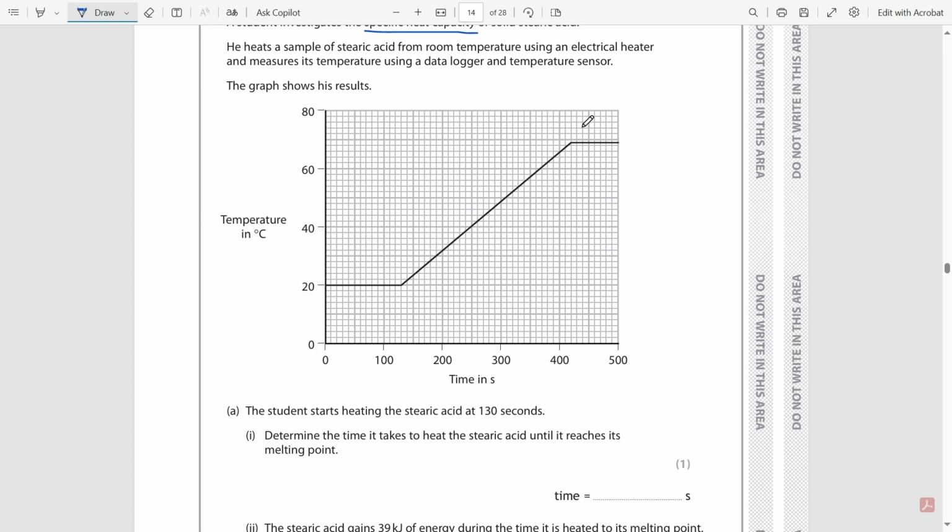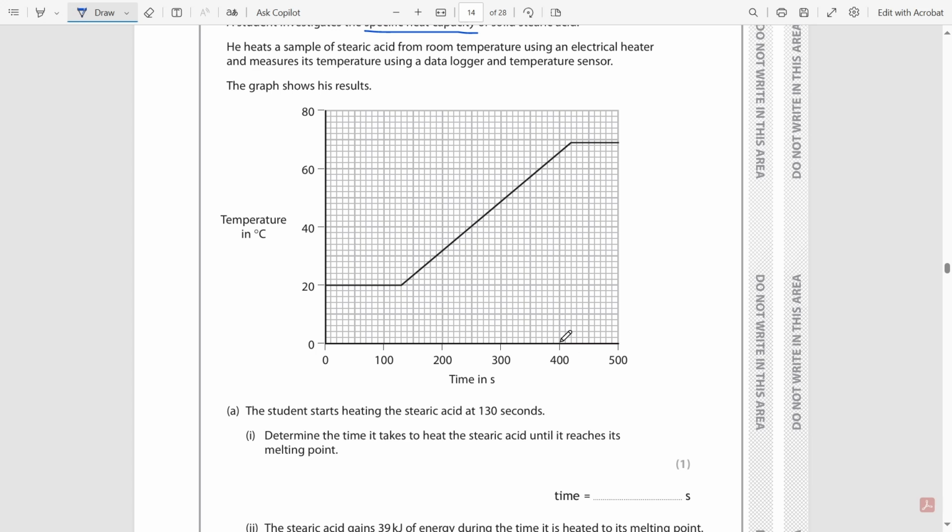Okay, yeah. Its melting point is always going to be this flat spot here, guys. Flat spot means that it's not using this energy to increase the kinetic energy. Now it's using that energy to break the bonds between the particles.